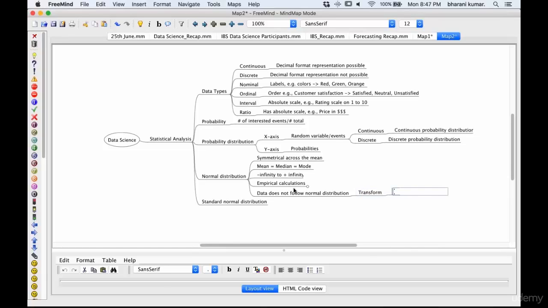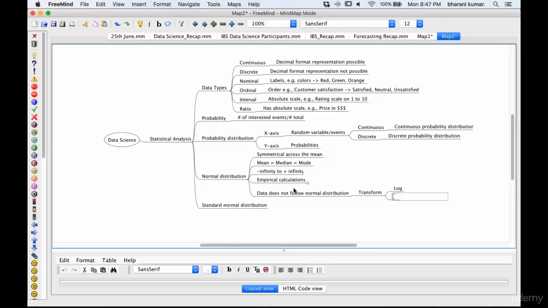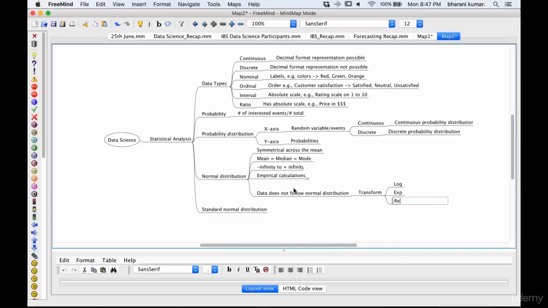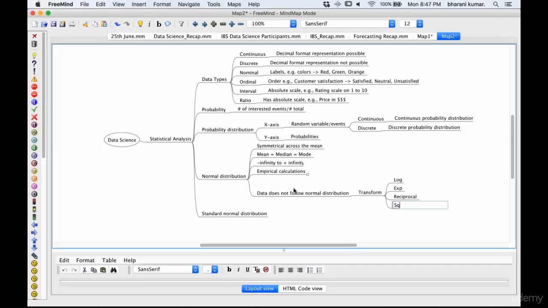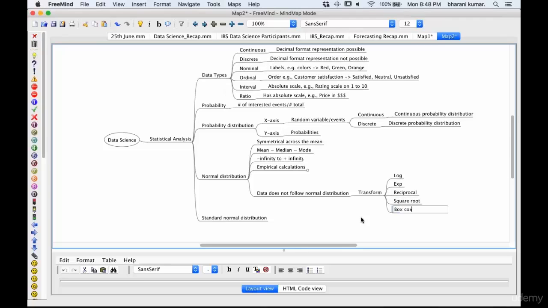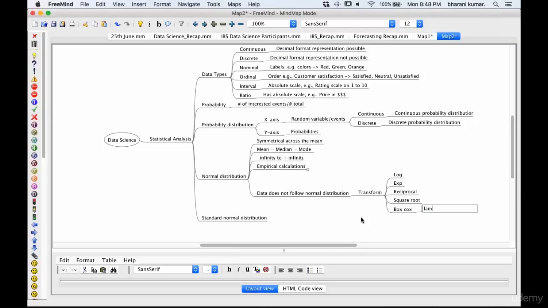There are a lot of ways of transforming the data. You can do a log transformation, exponential transformation, reciprocal transformation, square root transformation, or cube root transformation, and the list goes on and on. Or you can resort to Box-Cox transformation, which uses lambda values, and if you keep changing the lambda values, it would apply different transformations on the data. For example, lambda equal to 1 might follow some transformation, lambda equal to 0 might do some other transformation, and so on.